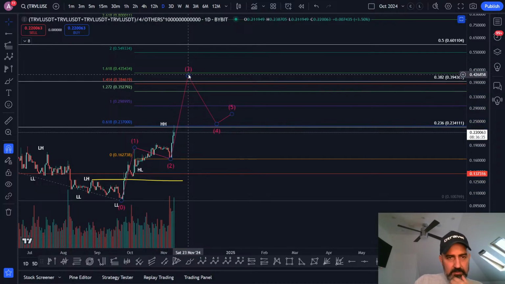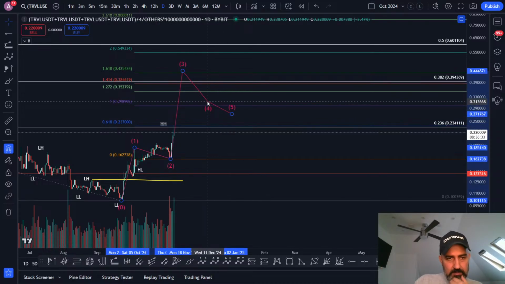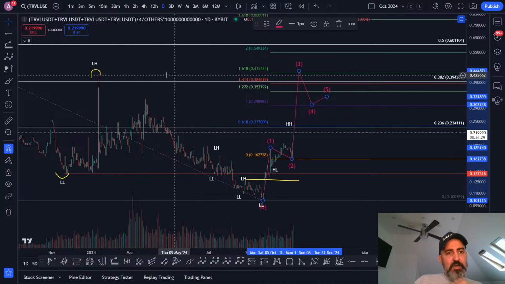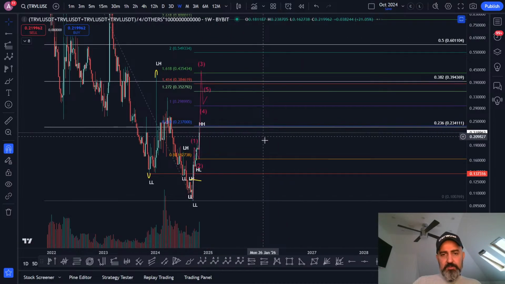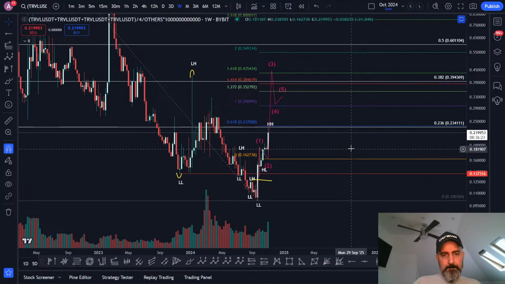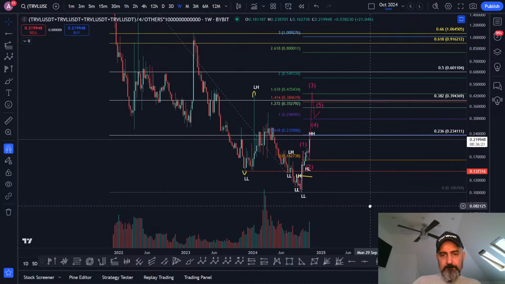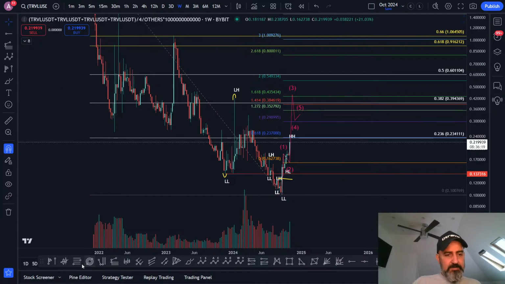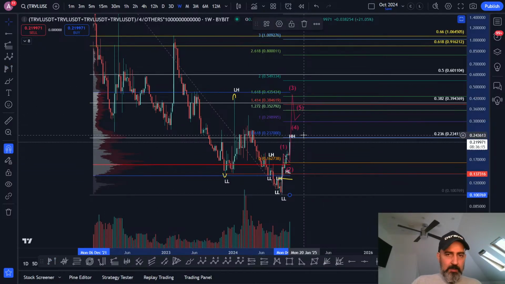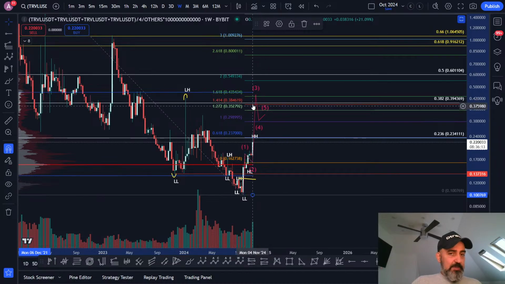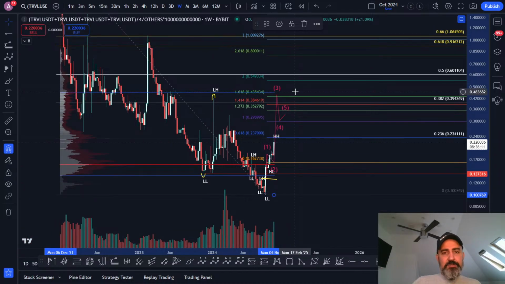Get rid of that. Actually, yeah, that'll be a really good target to take out that high. Look at this. Let's have a look at the volume. That would be perfect actually, because that comes into the value area high as well. That's really my target here for this next move.